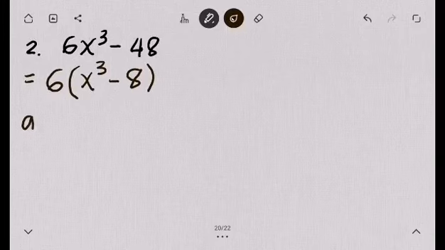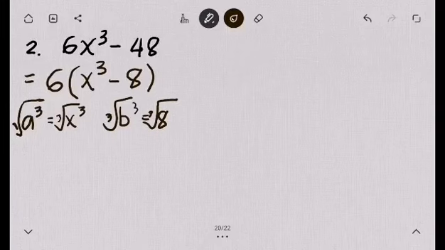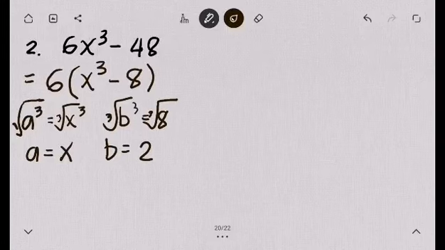Okay, so pwede na nating extract uli yung value ng a. And then yung b, which is 8 dun sa given. Kukunin lang uli natin yung cube root nung lahat ng terms. So we now have a equals x and b is 2. Since cube root ng 8 ay 2. So 2 times 2 is 4 times 2 is 8. So proceed na tayo sa factoring.